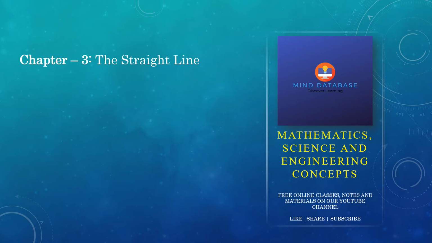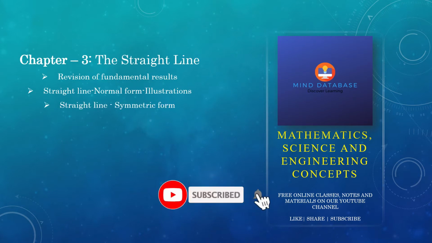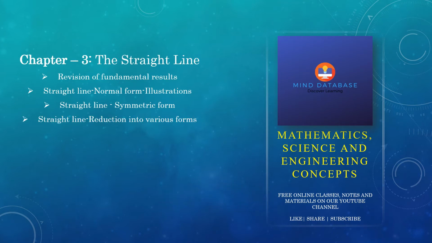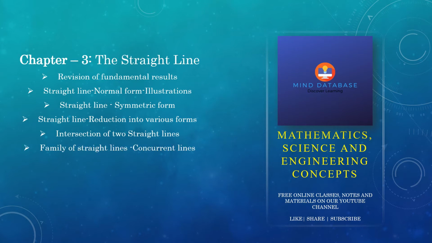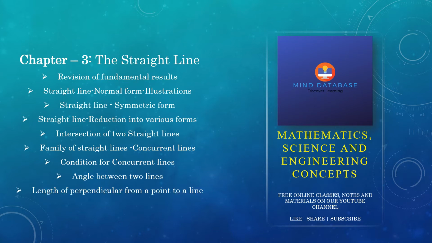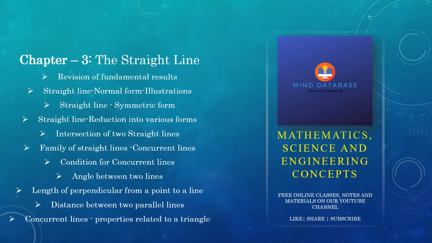Chapter 3, The straight line. In this chapter, we'll learn about revision of fundamental results, straight line normal form illustrations, straight line symmetric form, straight line reduction into various forms, and intersection of two straight lines, family of straight lines, that is concurrent lines, condition for concurrent lines, angle between two lines, length of perpendicular from a point to a line, distance between two parallel lines, concurrent lines, that is properties related to a triangle.